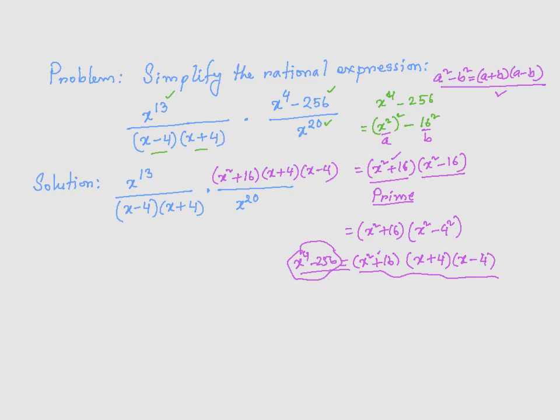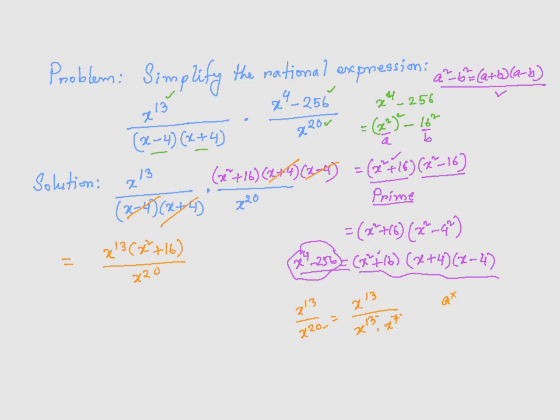Now you can see that there are some cancellations coming in. x plus 4 and x plus 4, x minus 4 and x minus 4 cancel out. If I did that, I'll be left with x to the power 13 times x square plus 16 over x to the power 20. Now x to the power 13 over x to the power 20, I could rewrite as x to the power 13 over x to the power 13 times x to the power 7. Now remember, 7 plus 13 is 20. That's how the rule works.